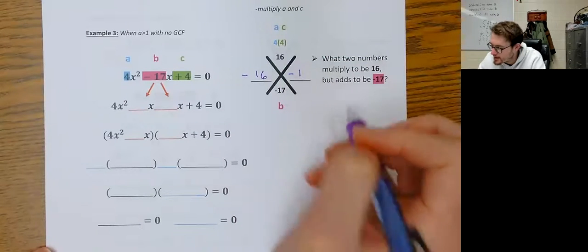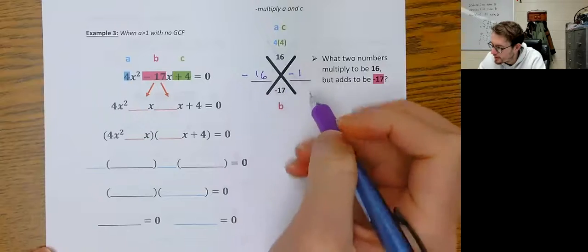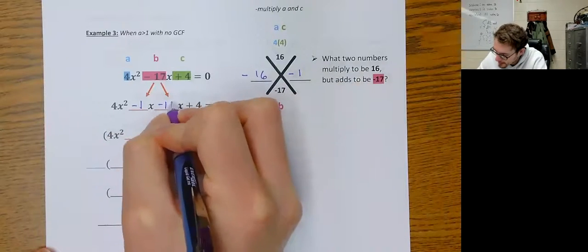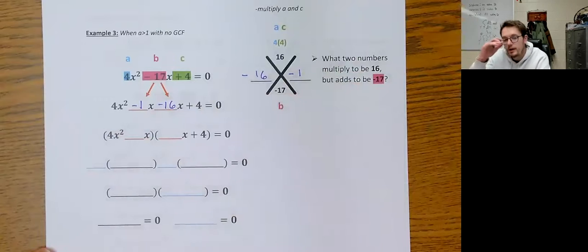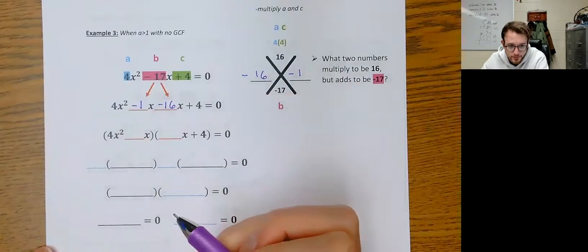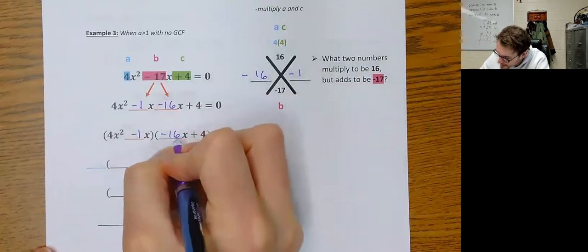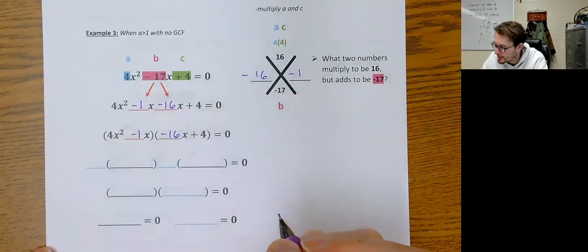So in the last video, I didn't flip it up or switch it up. So in this one, I am going to. So I'm actually going to put -1 here and -16 here, just to show that what I did not do in the last video still works. So we get -1x. We're going to group. We get -16x there. Group it up.